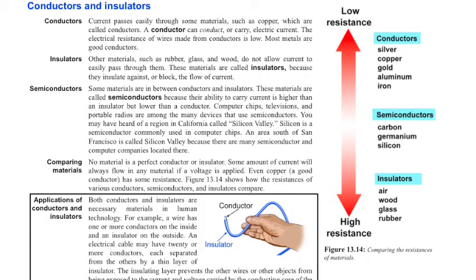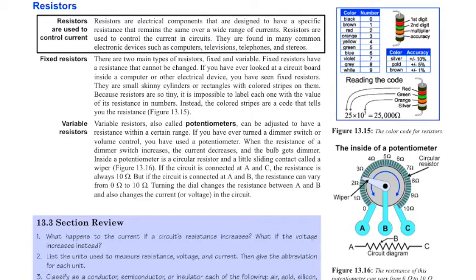Applications of conductors and insulators. Both conductors and insulators are necessary materials in human technology. For example, a wire has one or more conductors on the inside and an insulator on the outside. An electrical cable may have 20 or more conductors, each separated from the others by a thin layer of insulator. The insulating layer prevents the other wires or objects from being exposed to the current and voltage carried by the conducting core of the wire. Resistors. Resistors are used to control current. Resistors are electrical components that are designed to have a specific resistance that remains the same over a wide range of currents. Resistors are used to control the current in circuits.